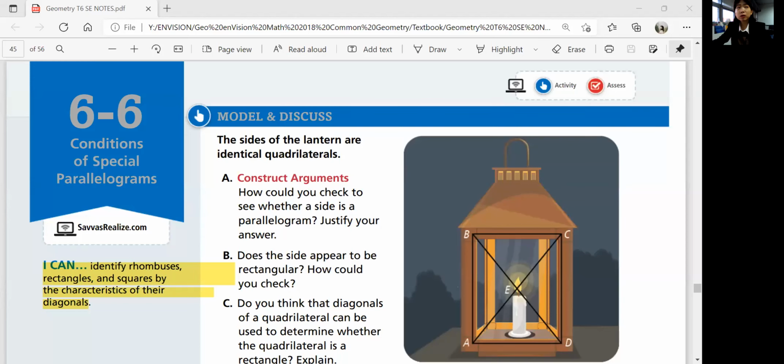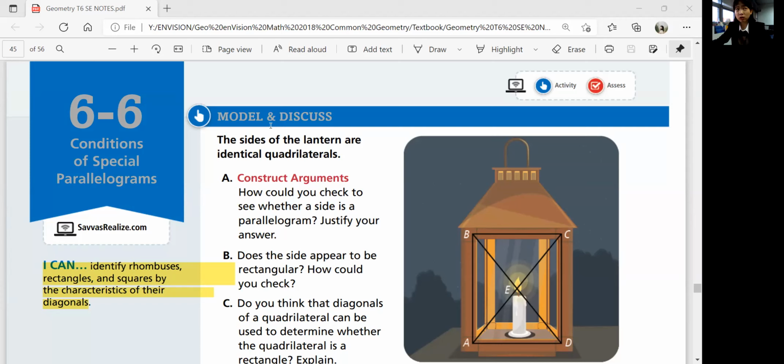In this lesson, we'll learn how to identify rhombuses, rectangles, and squares by the characteristics of their diagonals. So it's about conditions of special parallelograms. It's the last lesson of the topic, so we're going to combine everything that we learned and try to identify what's the difference between rhombuses, rectangles, and squares just by looking at their conditions.